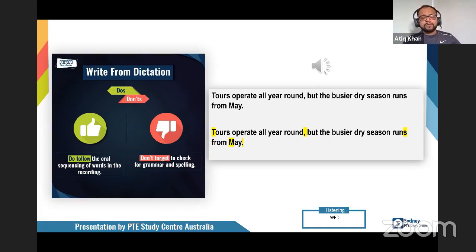Equally, it would be a spelling mistake if you do not capitalize the month May. If you write May in lowercase, the system is not going to show that to you. You have to have the presence of mind to capitalize that. And of course, it goes without saying, the first word needs to be capitalized and you need to put the full stop. So a lot of grammar checks need to be performed for write from dictation, but if you have the right approach, you would ensure that they have all been taken care of. So do follow the oral sequencing. Don't forget to check the spelling. So I believe it's been a comprehensive lesson for the entire listening section.